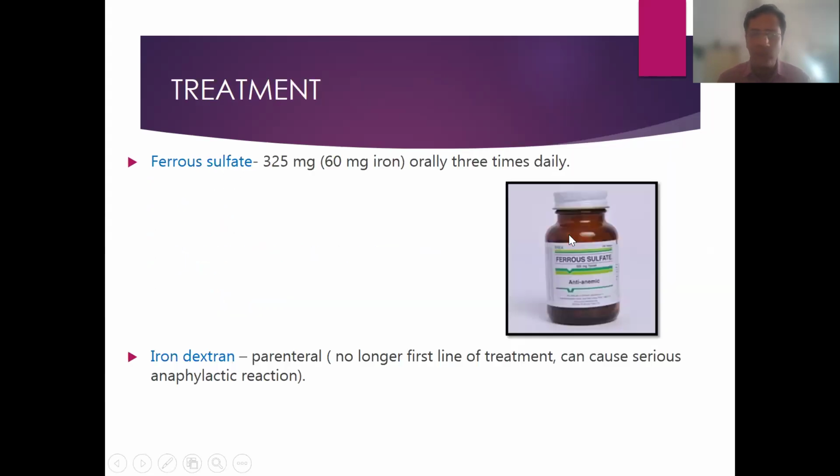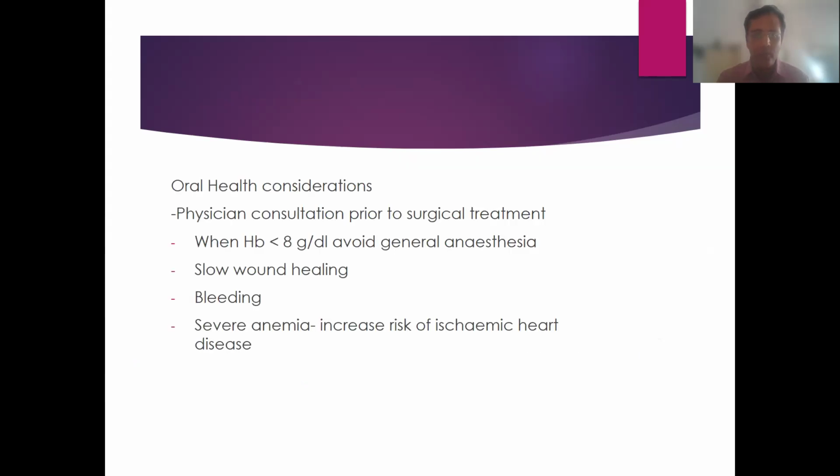Now, what are the treatment modalities we are finding? 325 mg, that is 60 mg of iron, orally 3 times a day. That is ferrous sulfate we are giving, or iron dextran, which is parenteral, no longer first line of treatment, can cause serious anaphylactic reactions. We will not. And for oral health, consult the physician prior, when the Hb level is more than 8 gram per deciliter, avoid general anesthesia, as slow wound healing and bleeding will be there. If severe anemia is there, then increased risk of ischemic heart disease will be there.